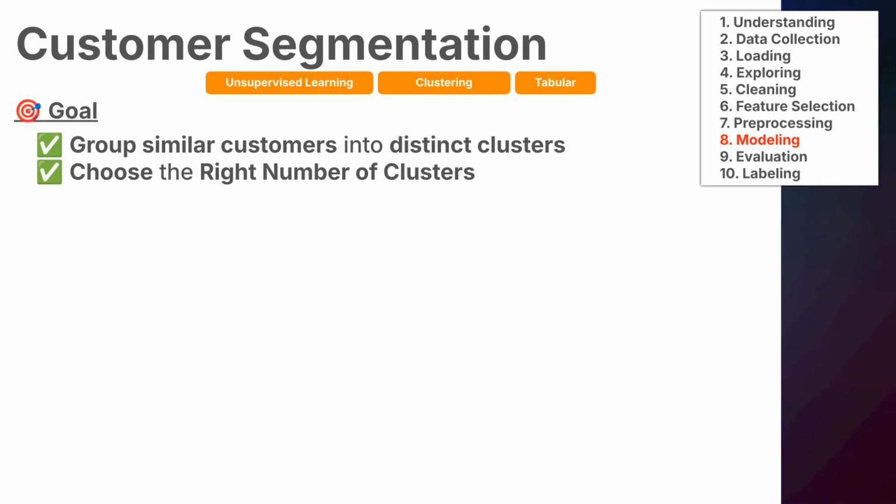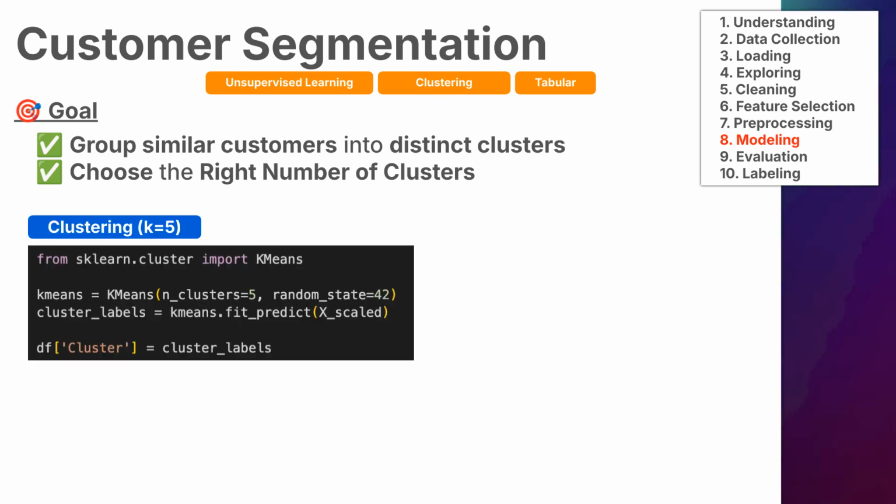Let's group customers into 5 distinct clusters based on their age, income, spending behavior, and gender. This code fits the k-means model to the scaled data. Assigns each customer to one of the 5 clusters. Also, a new column cluster is added to the data frame, representing each customer's cluster assignment.